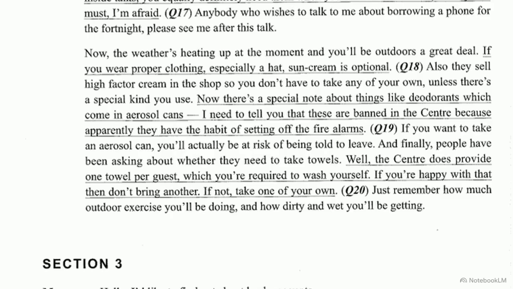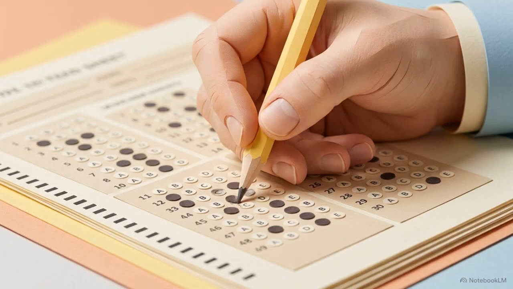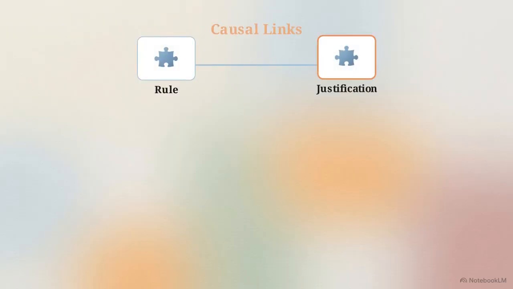Looking at this next passage for question 20, the speaker addresses towel requirements. They construct an if-then conditional maze. One path says, if you're happy, don't bring another. The immediate contrast follows. If not, take one of your own. Section 2 evaluates the ability to maintain focus through continuous speech by tracking these precise causal links and navigating conditional if-then paths.